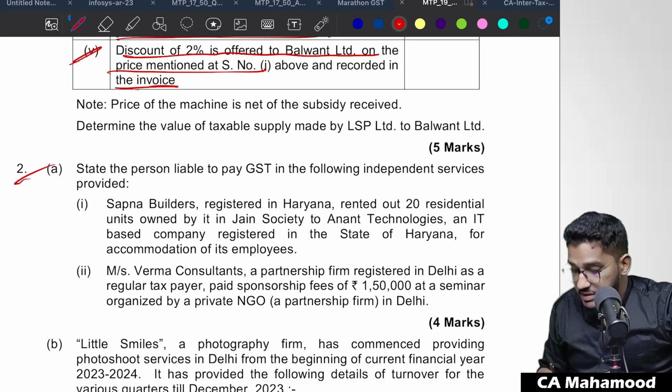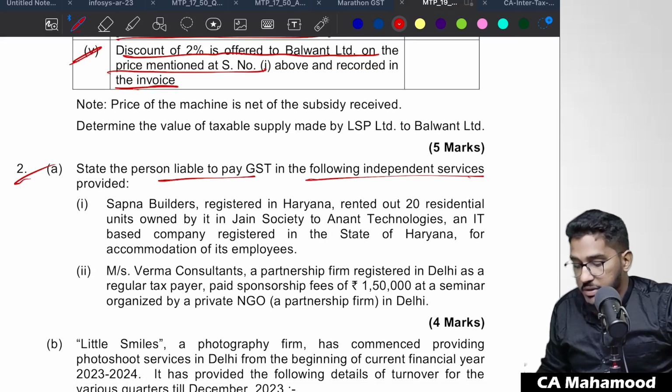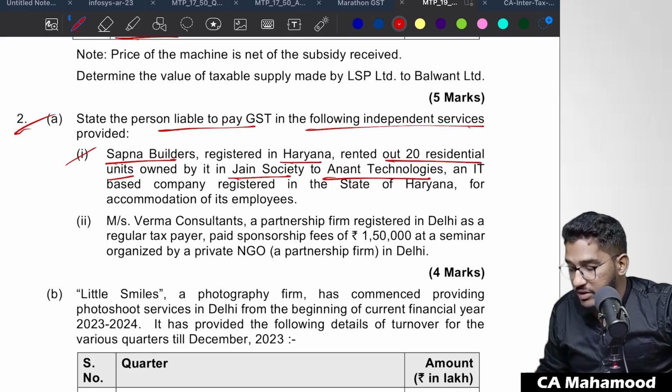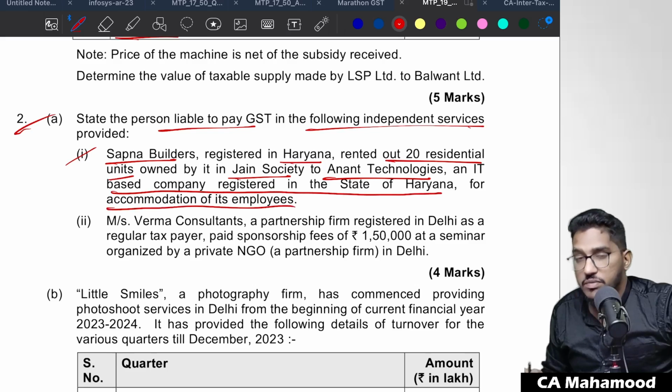State the person liable to pay the GST in the following independent services provided. Let us see. Number one, Sapna Builders, registered in Haryana, rented out 20 residential units owned by it in Jain Society to Ananta Technologies, an IT-based company registered in the state of Haryana, for accommodation of its employees.